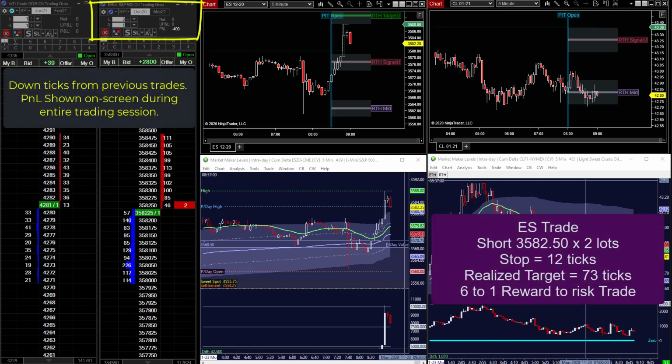82 half short. There's hit and no fill. In at 82 half. Stop here is 85 half.